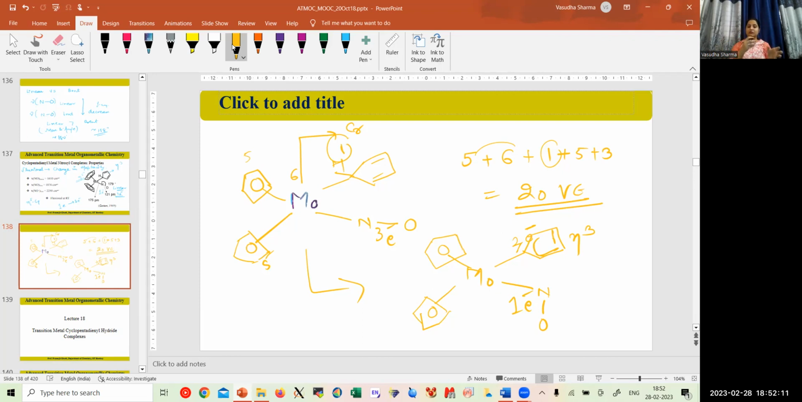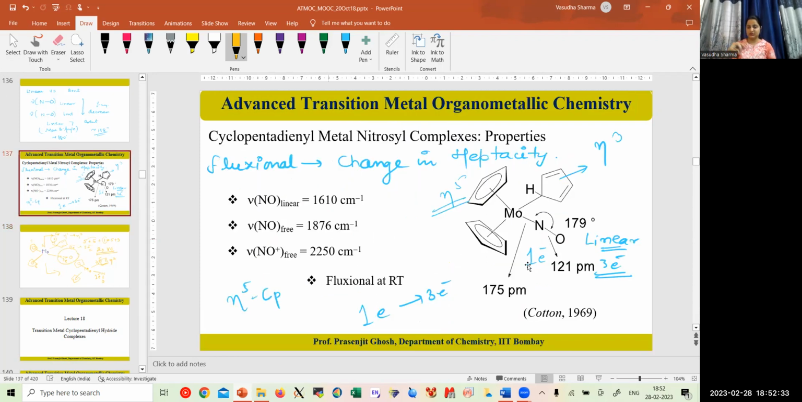If you have those kinds of ligands in the complex, which can show that behavior, they can change their hapticity from one to another. They can go from higher to lower, and from lower to higher also. For example, here it goes from eta 1 to eta 3, which is lower to higher, whereas NO goes from 3 electrons to 1 electron. So this kind of behavior is called fluxional. That's why in this molecule it has been written that it is fluxional at room temperature.